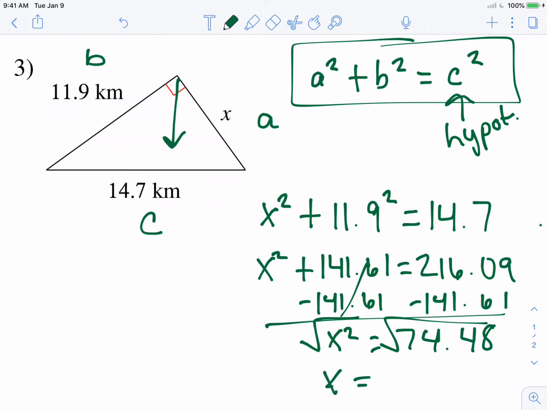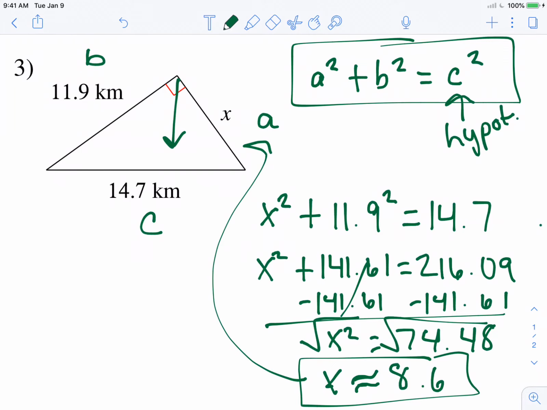And that gives me x equal to 8.6 rounded, which is my value for A. Okay.